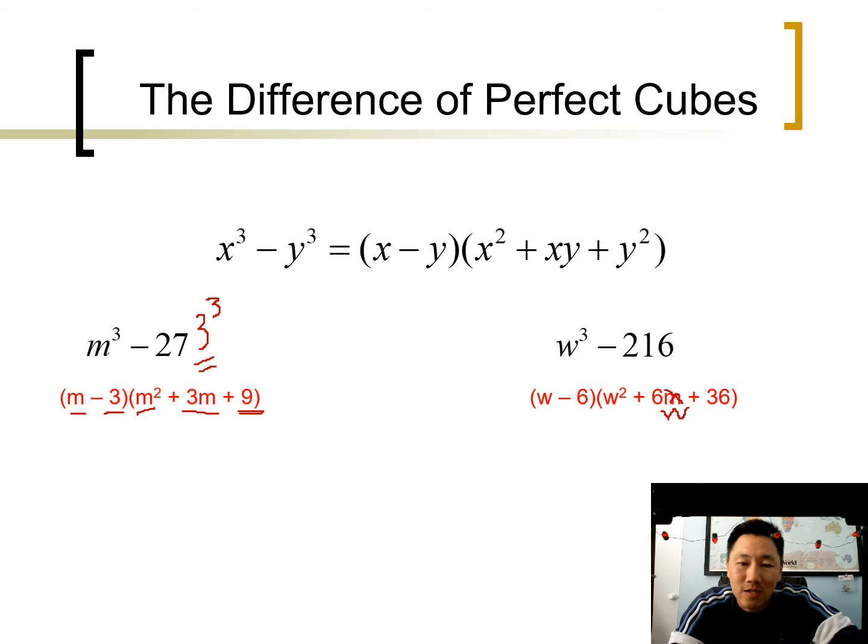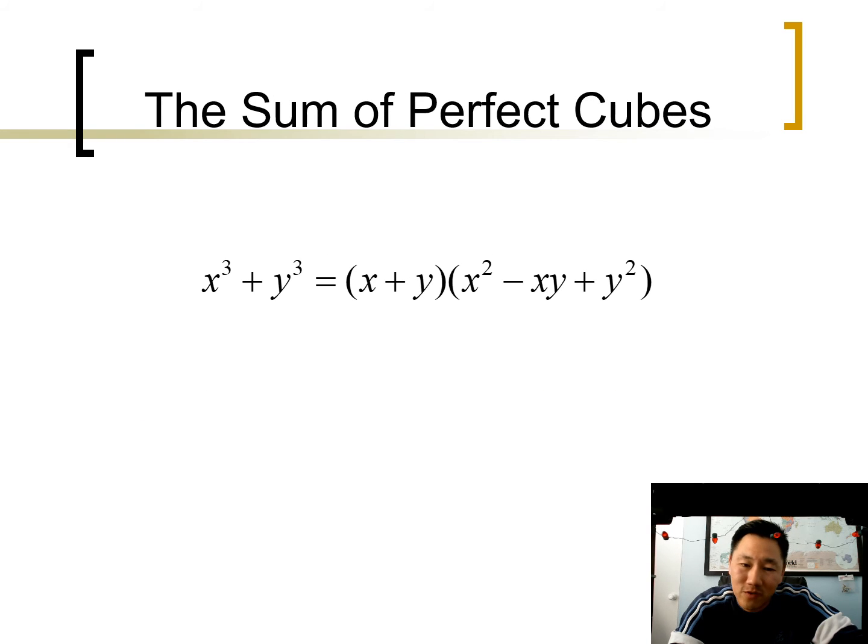All right. Let's go do the next one. The sum of perfect cubes. So when it's addition, it looks like the same formula, but it's slightly different. This one is plus and then minus, and then plus. All right, so try not to get confused between the two.